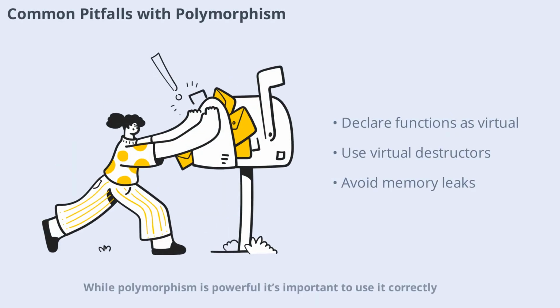While polymorphism is powerful, it's important to use it correctly. Forgetting to declare a function as virtual in the base class can lead to unexpected behavior. Also, be careful with object lifetimes and destructors. Always declare destructors as virtual in base classes to avoid memory leaks when deleting derived objects through base pointers.